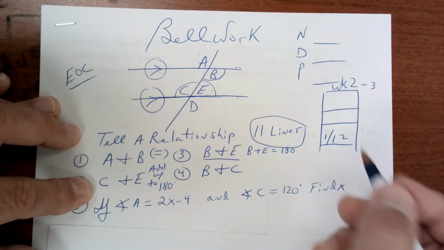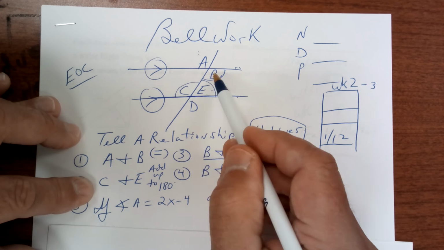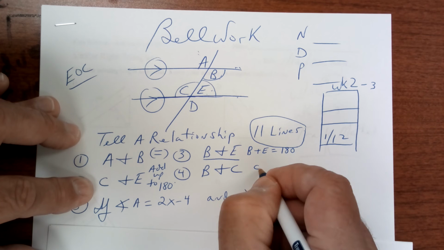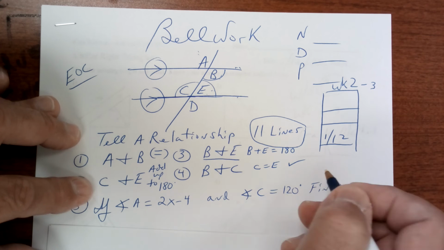How about B and C? These are alternating interior. The lines are parallel, so these are equal. C is equal to E. And there it is, and that's how you do it.